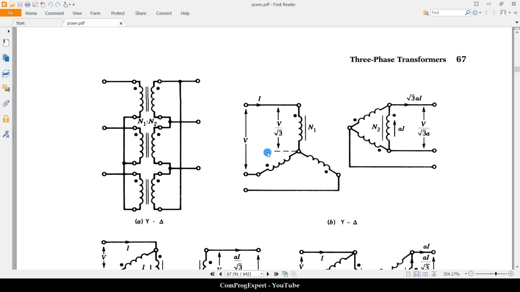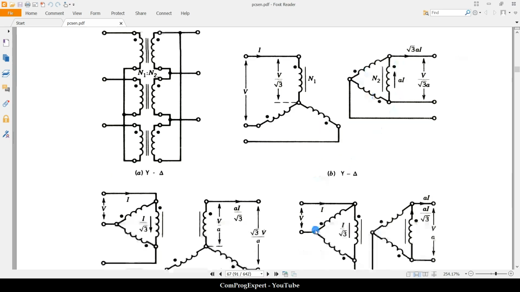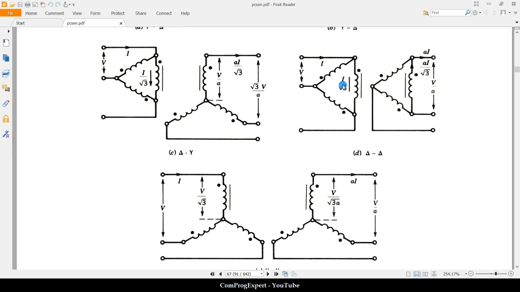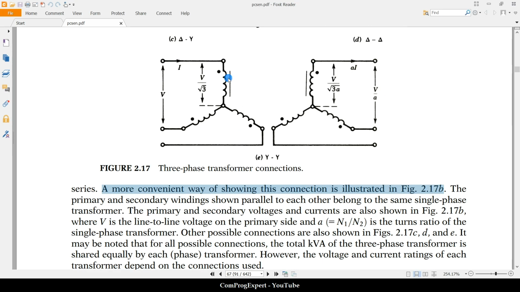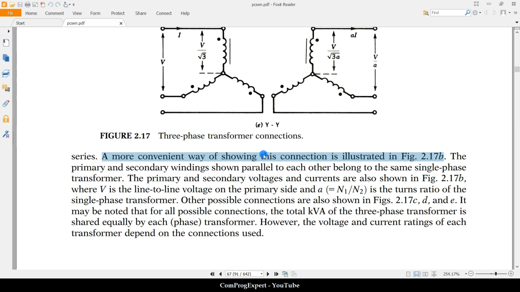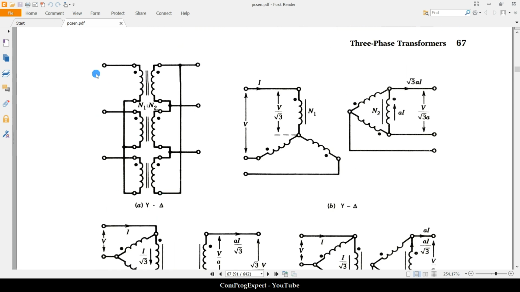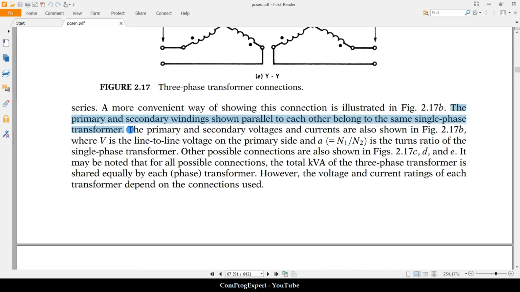So this is the first case, Y-delta. The second case, delta-Y. The third one, delta-delta. And the last one, Y-Y connection. The primary and secondary windings shown parallel to each other belong to the same single-phase transformer. Yes, these three, right? And these three that are in parallel. The primary and secondary voltage and currents are shown in the figure.